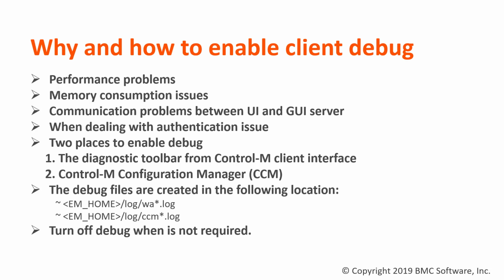The logs are located in the EM Client installation path under the log directory. The file names are WL log and CCM log respectively. Be sure to turn off the debug when you do not need it. Leaving it on can cause problems with the disk space and slow down the performance.